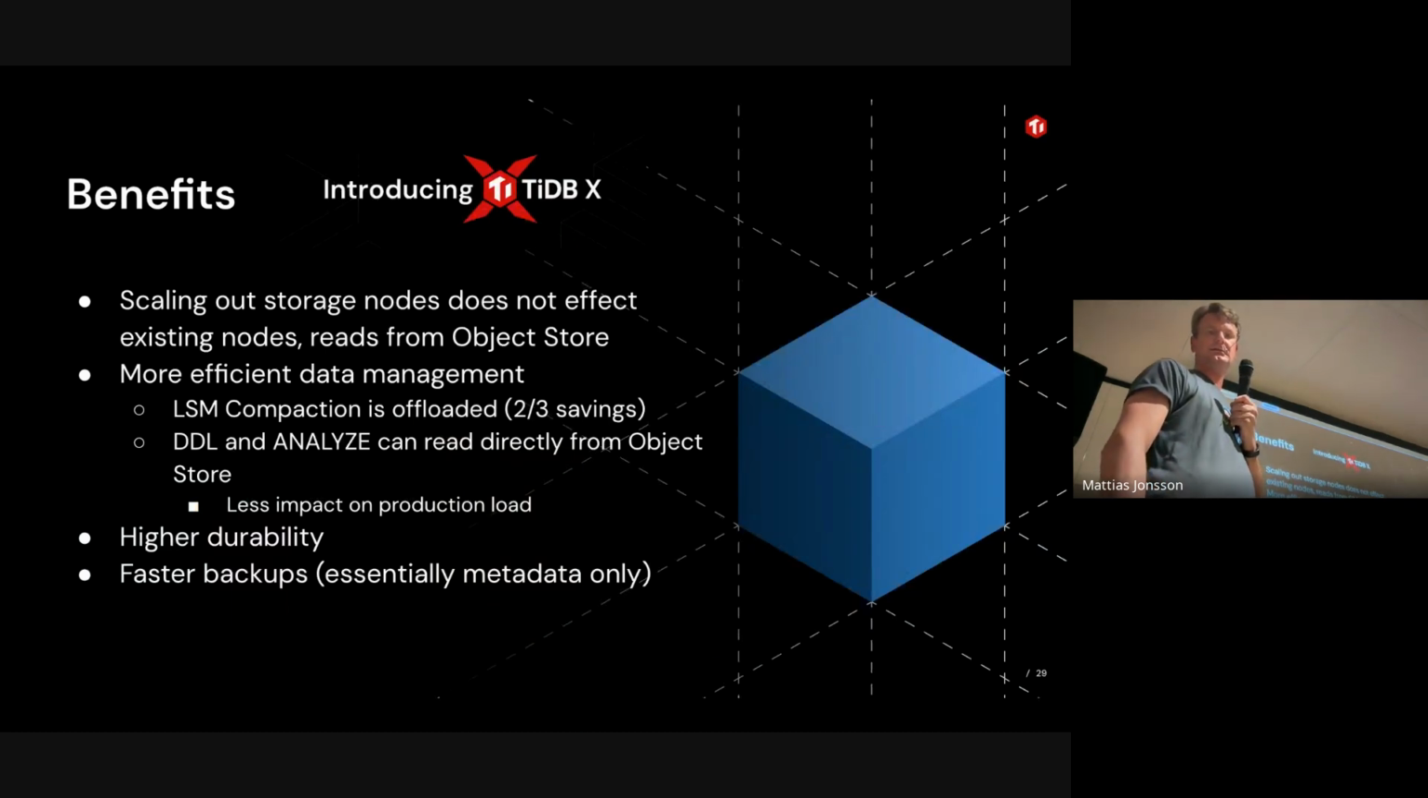Yes, I think there's one thing I missed there. If you have all the data already in S3 or an object store, that also means backups are super fast, because you more or less just need to do a metadata snapshot. Then you can read out the state and all the files as they already are.